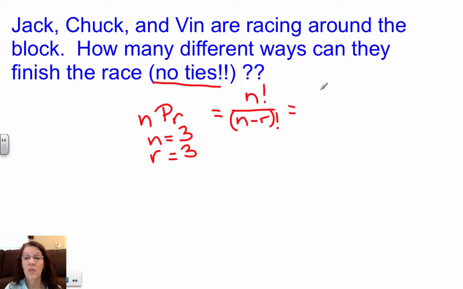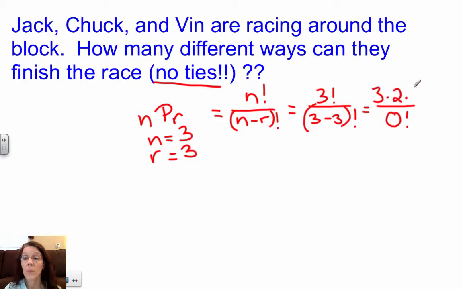Okay. N factorial is 3 factorial over (3 minus 3) factorial. It's really important that you put parentheses around that and that you do the 3 minus 3 first. So that 3 minus 3 is 0 factorial. 3 times 2 times 1 is 3 factorial, which is 6. And 0 factorial, remember, was 1. So how many different ways can they finish? 6 ways. Now we could list all of those out, but we're not going to do that here. We just want to know the number of different options that there are.